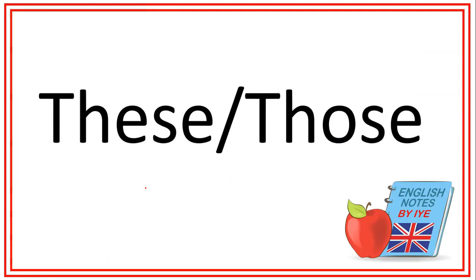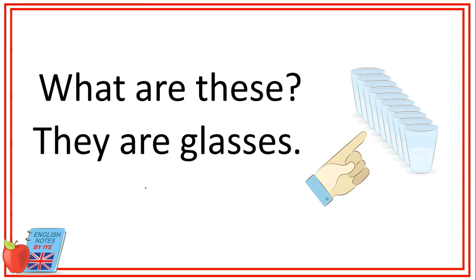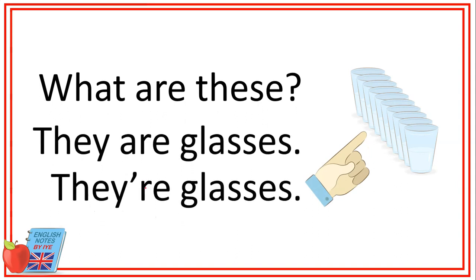Ok, ahora practiquemos con los demostrativos these and those. Veamos algunos ejemplos. Por ejemplo, la pregunta, what are these? Responderíamos, they are glasses o they're glasses. Ahora, pongamos atención. Utilizamos la palabra what porque estamos preguntando por unos objetos. Utilizamos these porque esos objetos están cerca y son más de uno.